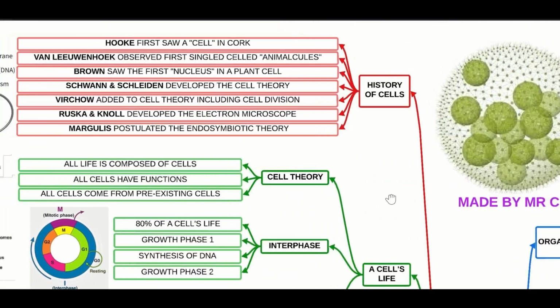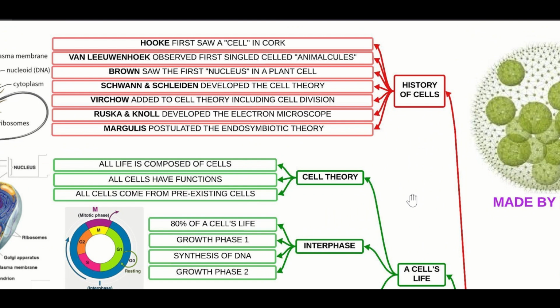Okay, we're going to come up here to the history of cells. Robert Hooke was the first one to see a cell in a cork plant. Then Van Leeuwenhoek was the first one to see a single-celled organism, and he called it an animalcule. Then Brown saw the first nucleus in a plant cell. Schwann and Schleiden then developed cell theory for the most part, which was then added to by Virchow, who added to cell theory about cell division, in that all cells come from pre-existing cells. Then Ruska and Knoll developed the electron microscope that allowed us to see organelles in minute detail, and then Margulis first postulated the endosymbiotic theory.